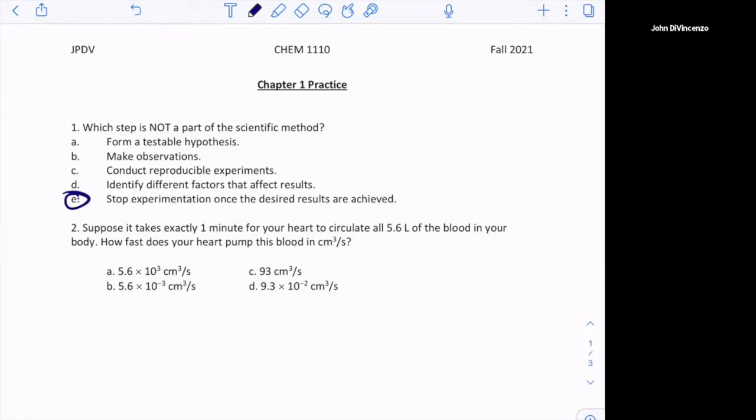Form a testable hypothesis, make observations, conduct probable experiments, identify different factors that affect results. This should be an easy question if you just read a little bit on the scientific method or you came to class and heard our discussion. So, any questions on this one?